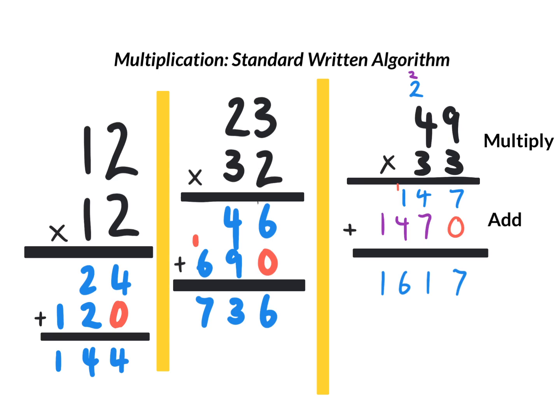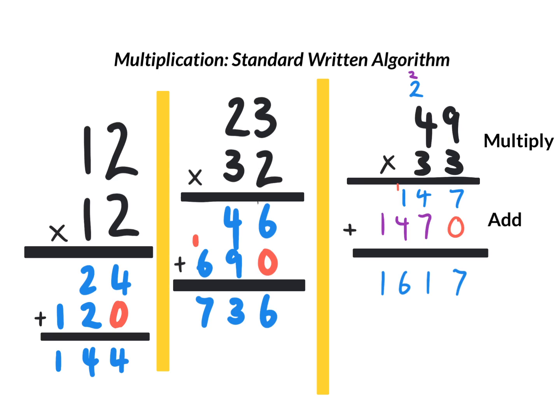Then we move over to the tens column. We're done with the ones column now, so we move over to the tens column and we say to ourselves, 3 times 9 is 27. We place the 7 down in purple, and we place the 2 up into the tens column. We then say to ourselves, 3 times 4 is 12, plus another 2 is 14. We place 1 into the thousands column, 4 into the hundreds column.